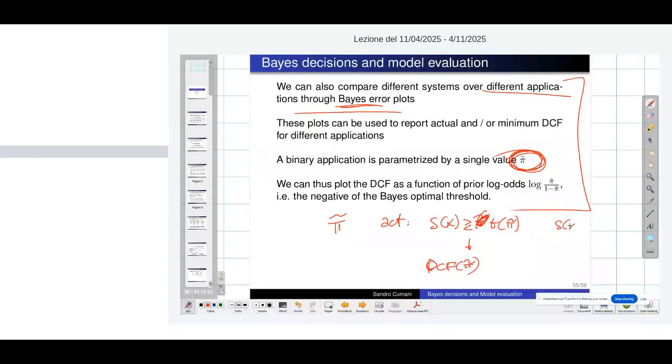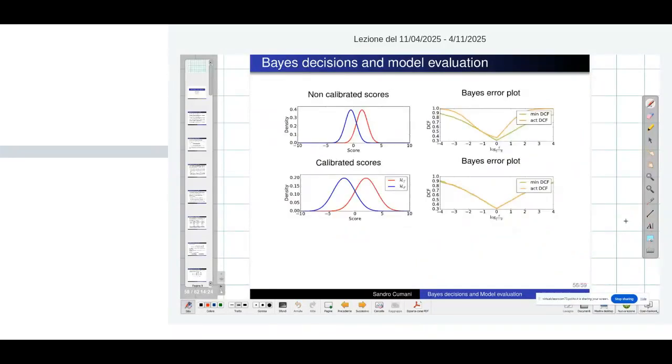Minimum DCF: for all the thresholds, we compute this procedure, and then we select the cost that corresponds to the optimal threshold. So in one case, the pi tilde is used both for the threshold and for the computation of DCF. When I use minimum DCF, I'm using pi tilde to compute the DCF, but the selection of the threshold is done by first running all possible options for that specific pi tilde with all the possible thresholds, and then selecting the threshold that gives me the best value. What we would get are plots that look like this.